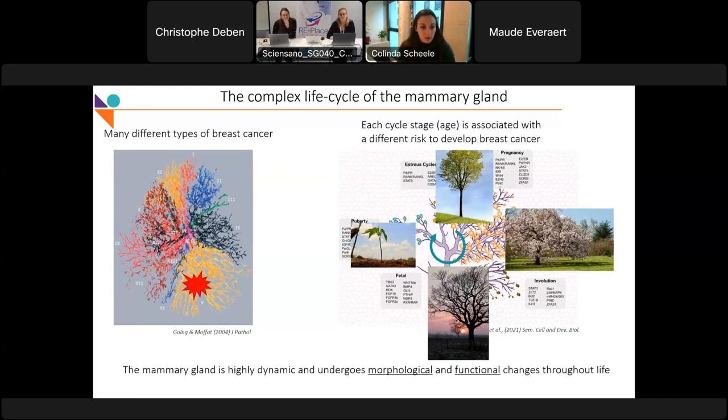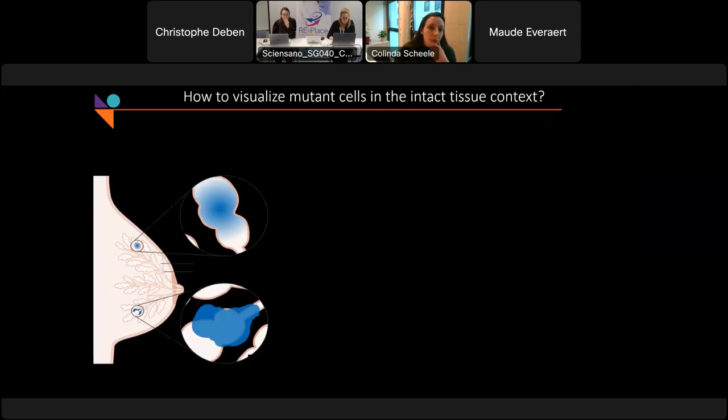So we know it's a very dynamic organ. It undergoes morphological and functional changes throughout life. And what we decided to do is to really try to understand this using organoid models. So maybe first, very briefly, on how we like to visualize cells in the breast.